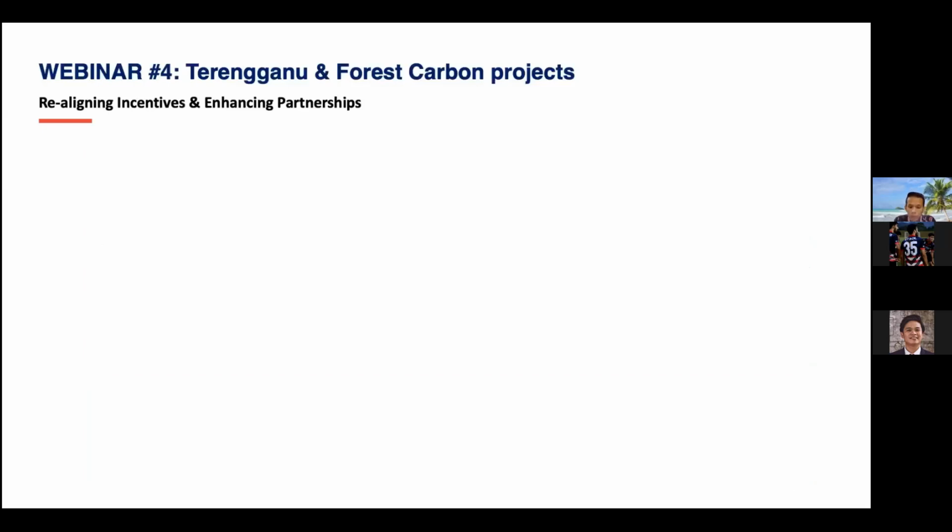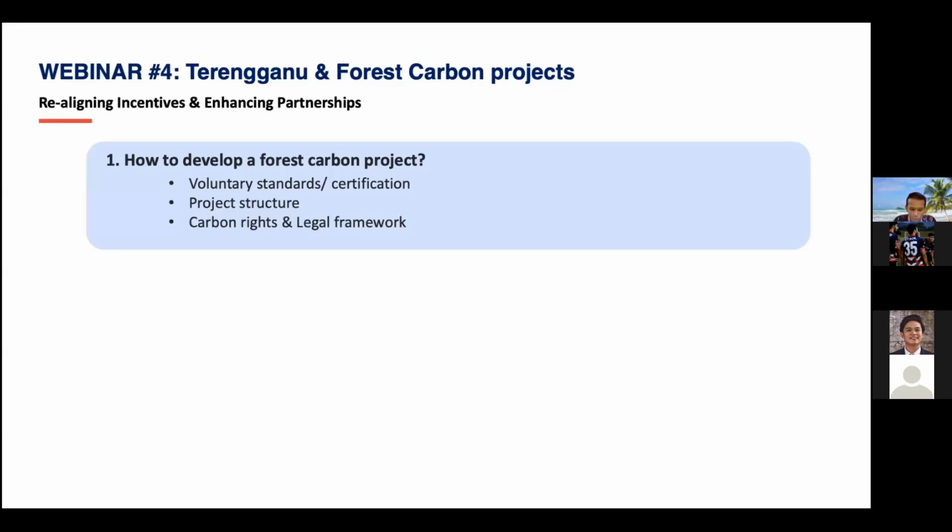So today we focus pada tahap project. So I said kita mula pada tahap global, tahap negara, tahap negeri. Tahap negeri we focus on who pays for it mainly, what are the barriers lah and gaps. Jadi webinar keempat kita fokus at the project level, okay, Terengganu and Forest Carbon Project. So how to develop a project, bagaimana membangunkan projek karbon hutan, you know, we are focused on pasaran sukarela, what is the project structure, you know, we will speak about carbon right and legal framework, hak kepada karbon dan struktur undang-undang.